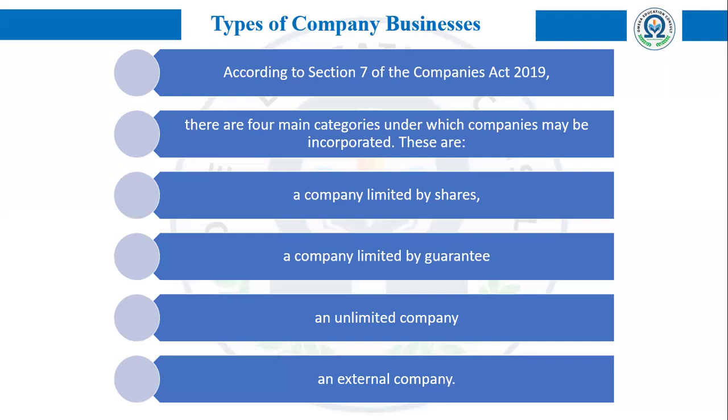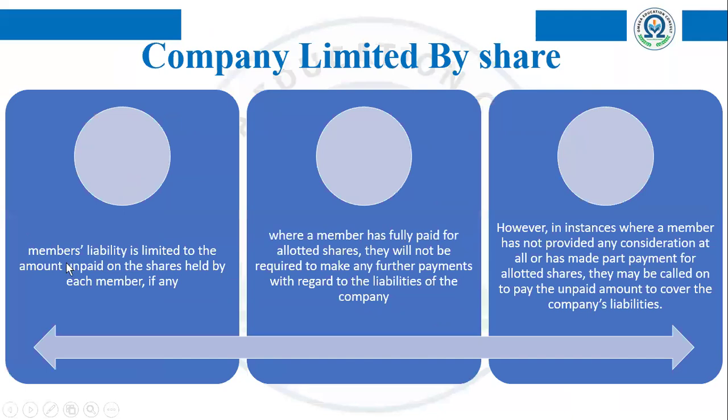Okay, so when we say the company is limited by shares, let's see what we have here. The member's liability is limited to the amount unpaid on the shares held by each member, if any. So if you have bought 100,000 shares, but out of the 100,000 you have paid 80,000, and the business suffers any loss, you lose the 80,000 and also the 20,000 balance you are supposed to add on. That's the unpaid amount. So in essence, you only lose how much you are to contribute to shares to the company.